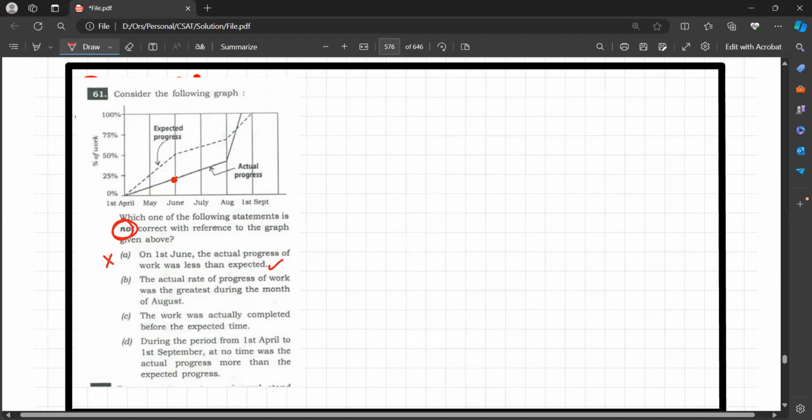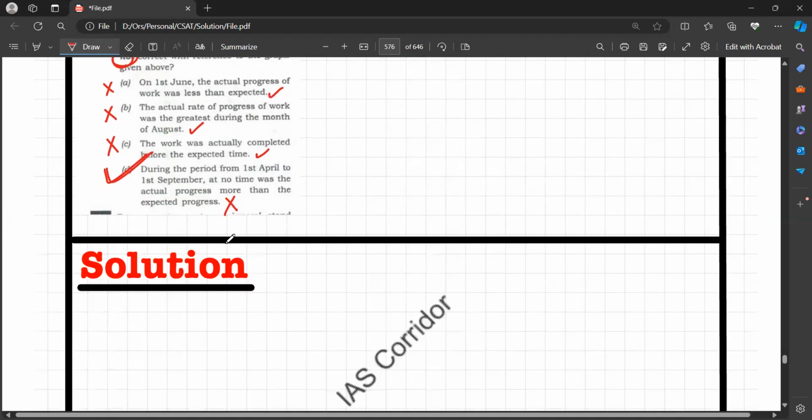Actual rate of progress of work was the greatest during the month of August. During the month of August, actual rate of progress was greatest. Is it so? Yes, it was greatest. Higher hai actual progress. So this is a correct statement. So this will be the wrong answer. Work was actually completed before the expected time. Yes, the work was completed here before the expected time. So this is the correct statement, but it is not according to the question. Hence the answer would be D, which will be the wrong statement. Got it? Coming to the next question.